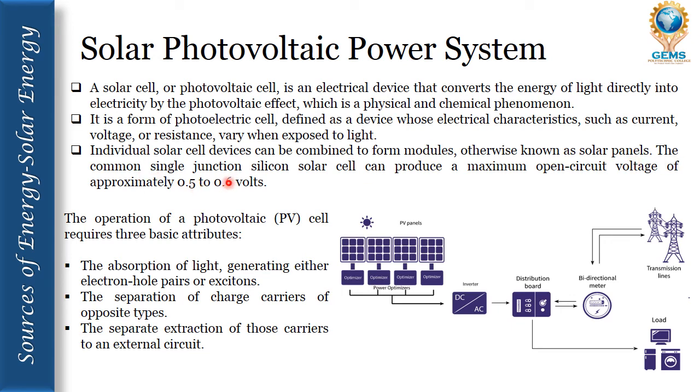The common single junction silicon solar cell can produce a maximum open circuit voltage of approximately 0.5 to 0.6 volts. The operation of a photovoltaic cell requires three basic attributes: the absorption of light, generating either electron-hole pairs or excitons; the separation of charge carriers of opposite types; and the separate extraction of those carriers to an external circuit.